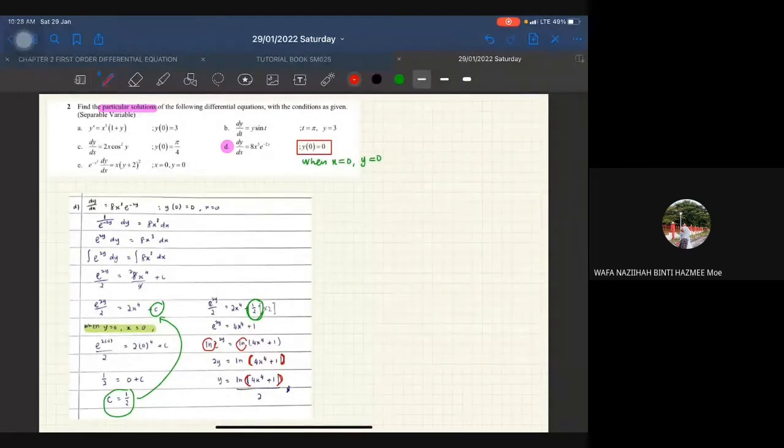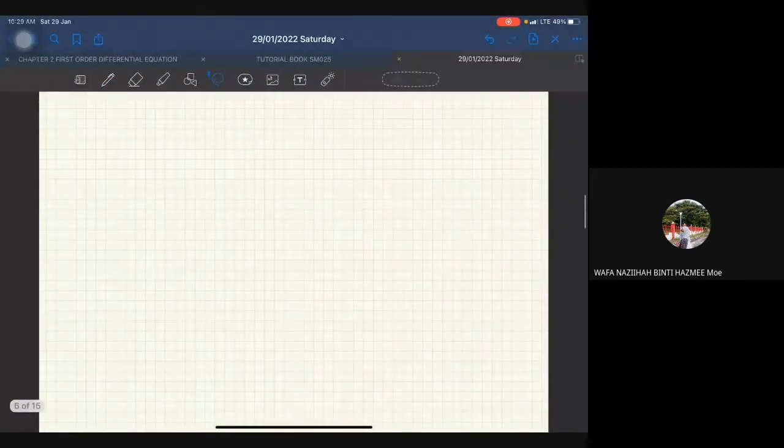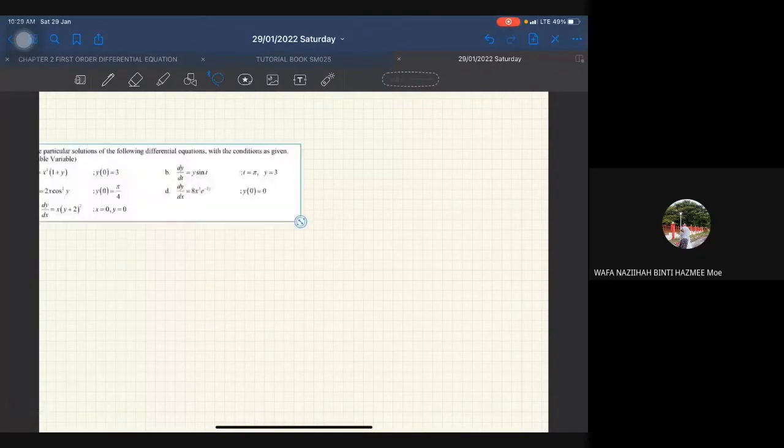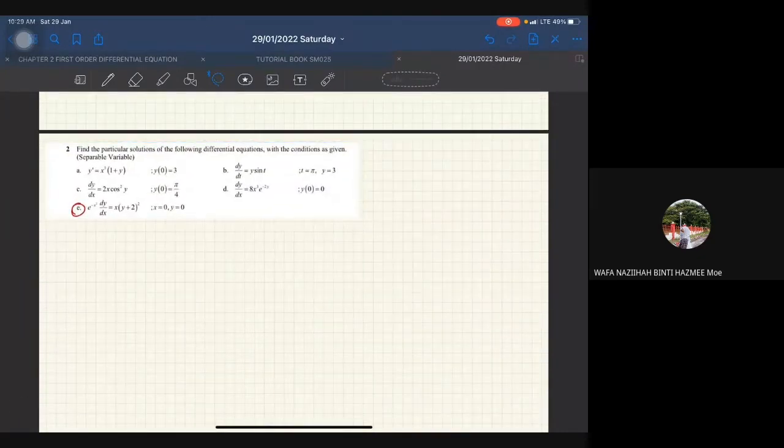Okay. So, soalan E. Copy. Paste. Okay. So, jom kita tengok soalan E. Okay, so ni adalah last lah. Last ke? Kita try, okay? So, jom kita tengok soalan E.